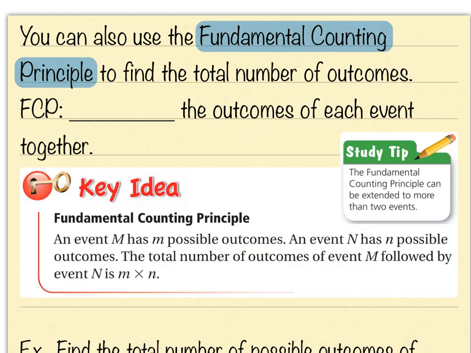So what I just did in that last example was called using the fundamental counting principle. And so the fundamental counting principle is helpful to find the total number of outcomes. And what you do is you just multiply. You're going to multiply the outcomes of each event together. So that's what this says. Now, the cool thing about the fundamental counting principle is that it can be used for more than just 2 events. So let's say I had to pick a crust, pick a veggie on my pizza, and then pick a meat. Well, I could just multiply the 3 different numbers together for the meats, veggies, and crusts. So you just multiply them together. And that's the key idea from today's lesson.